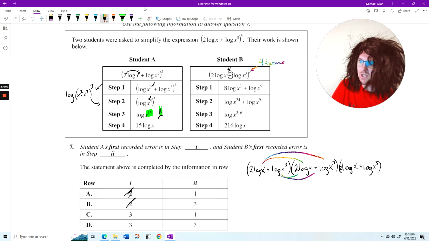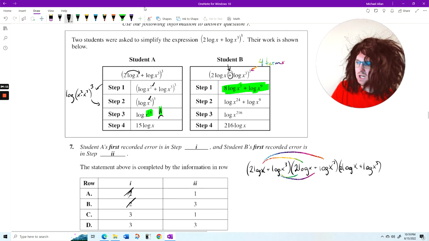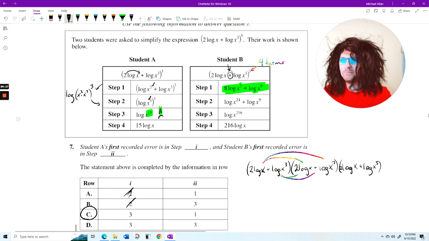You're going to get lots of terms. This kid just made a lot of mistakes in the first method, right? And then they did the same thing the other kid did. They tried to do the power of the power. This exponent can't combine here. So this doesn't work. This doesn't work. This whole thing doesn't work. They just messed this one up. Student B did not do a good job here. So they messed up on step A, right? Or step 1. Okay.